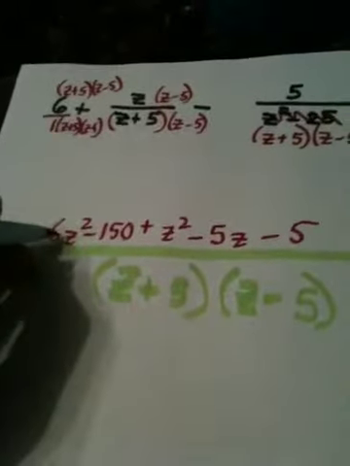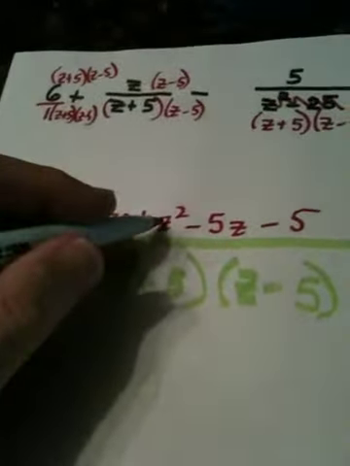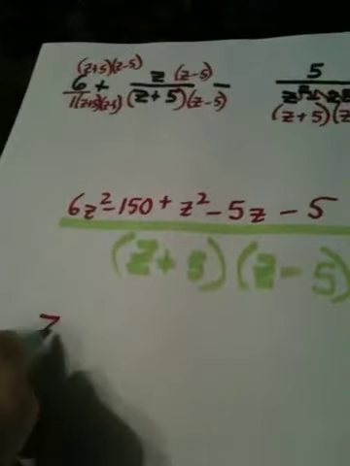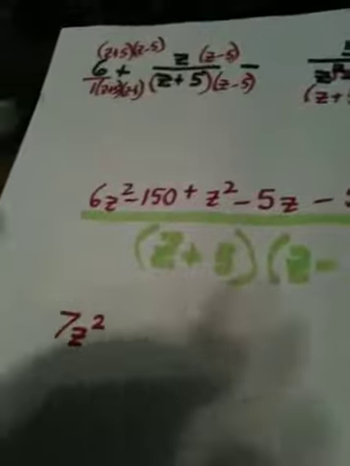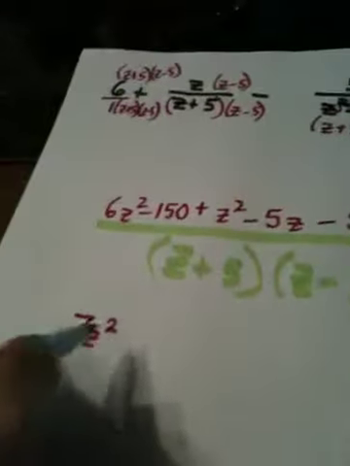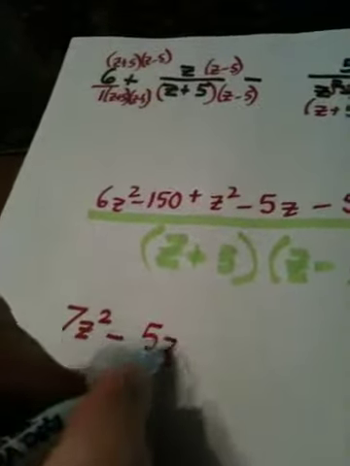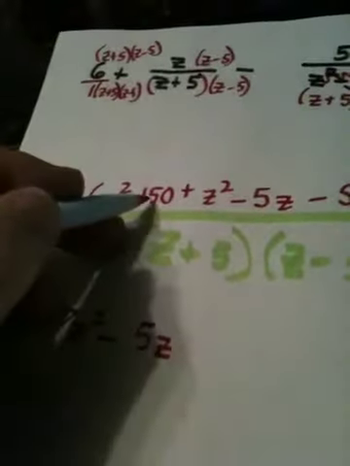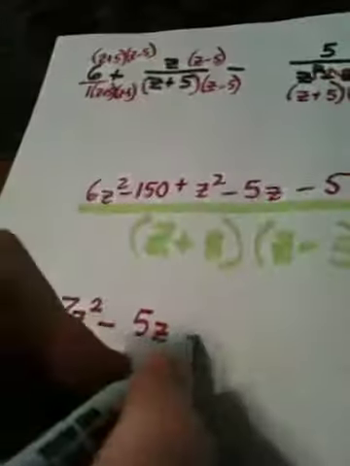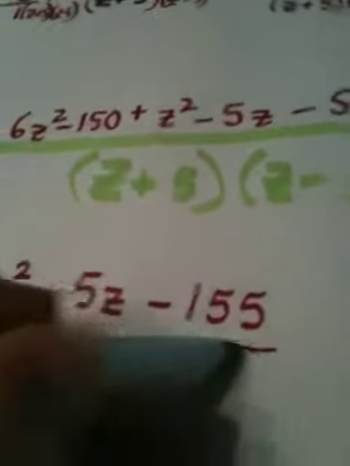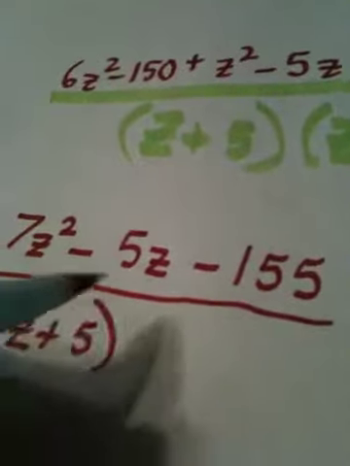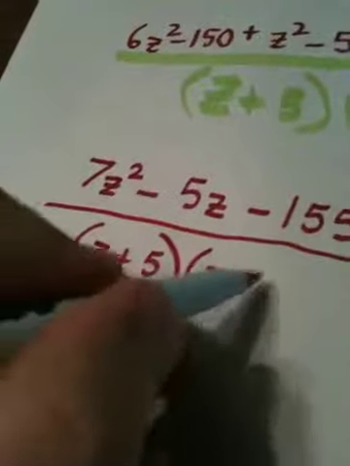Okay? When I collect like terms in the numerator, 6z squared and z squared combine to give me 7z squared. I have a minus 5z and a negative 150 minus 5 is a negative 155. And in the denominator, I have z plus 5 and I have a z minus 5.